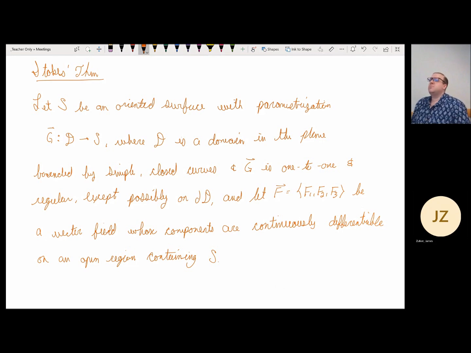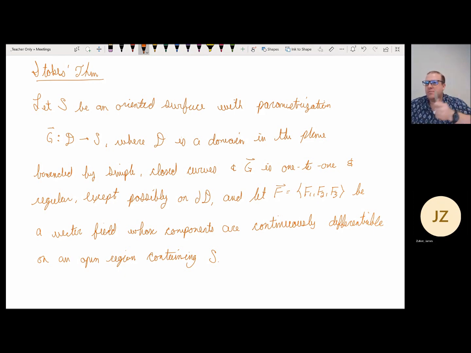There's the preliminaries. S is an oriented surface with parameterization G, which is serving as a function from some domain D onto the surface. D is a domain in the plane bounded by smooth, simple, closed curves, just like Green's theorem. G is one-to-one and regular, except possibly on partial D, the boundary of D.